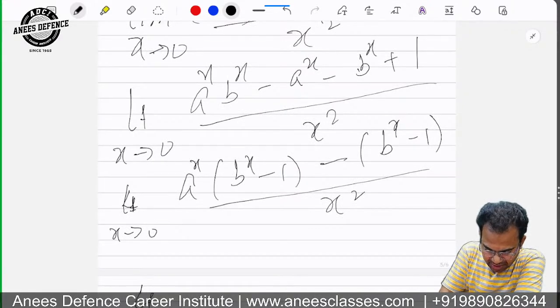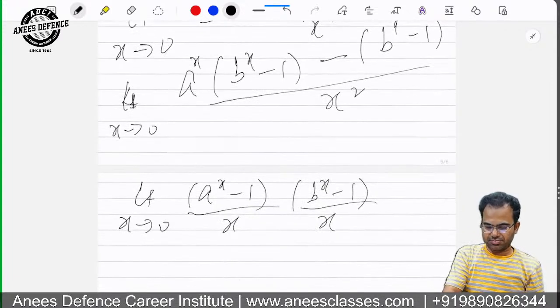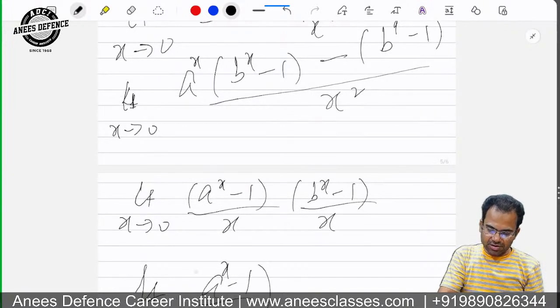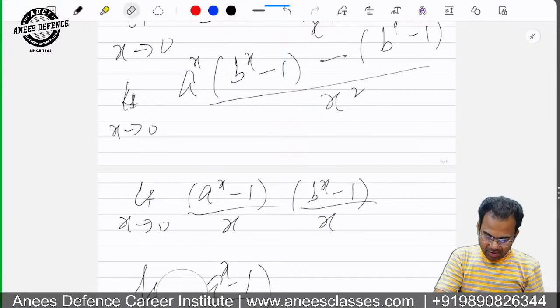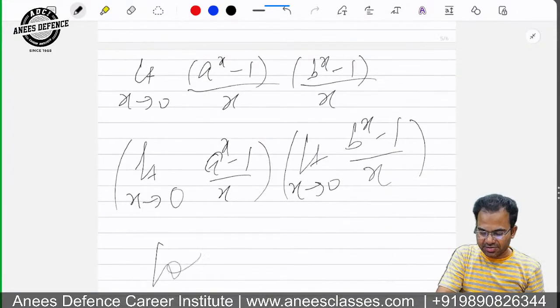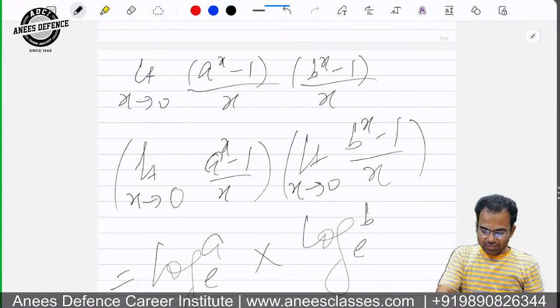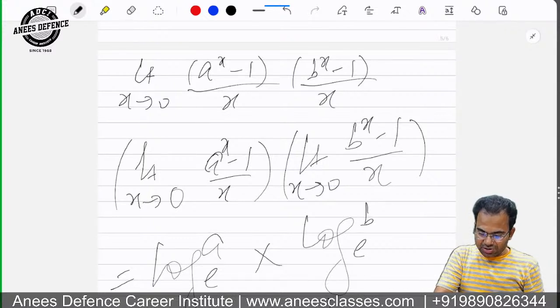I can write this as limit x tends to 0. One factor is a to the x minus 1. Another factor is b to the power x minus 1. I can distribute x 2 times, x into x. So limit x tends to 0, (a to the x minus 1) upon x. And the second factor will be limit x tends to 0, (b to the x minus 1) upon x. For the first factor the answer is log a to the base e, into, for the second factor, log b to the base e. So log a into log b, this is your final answer.